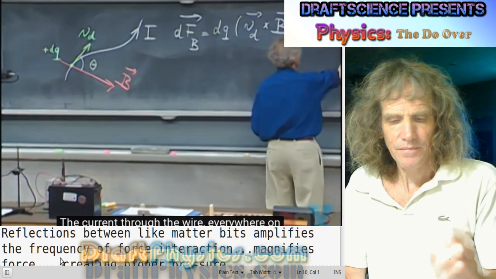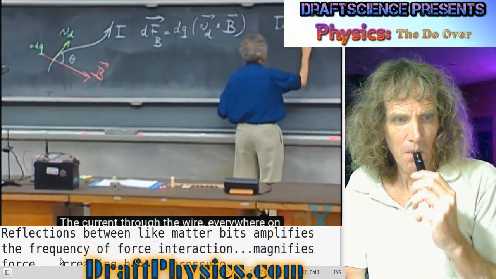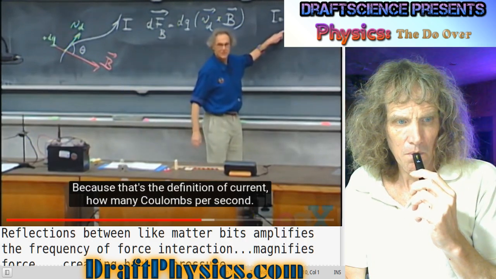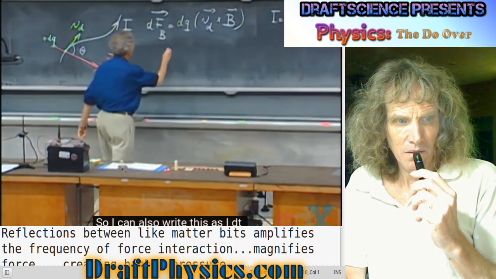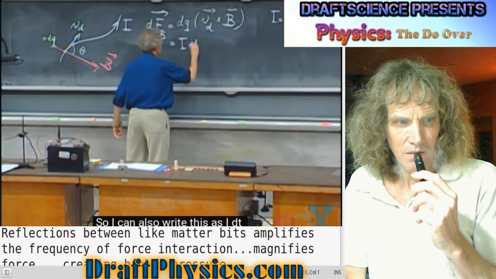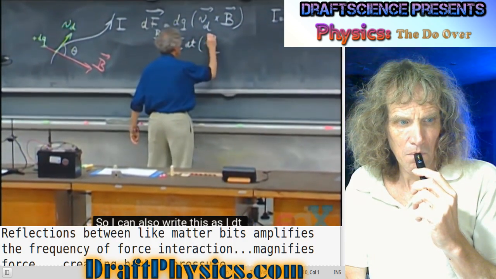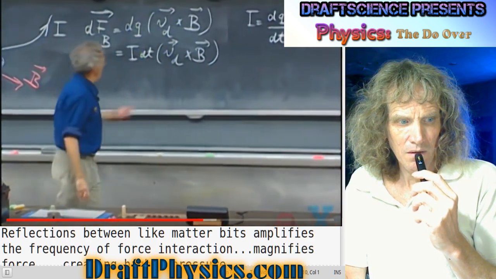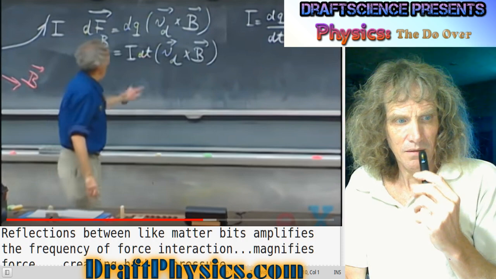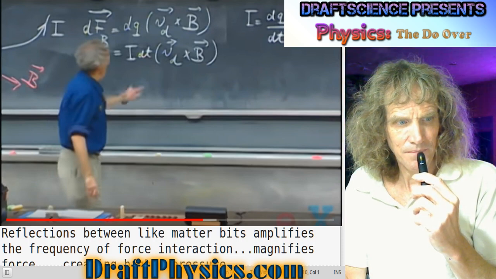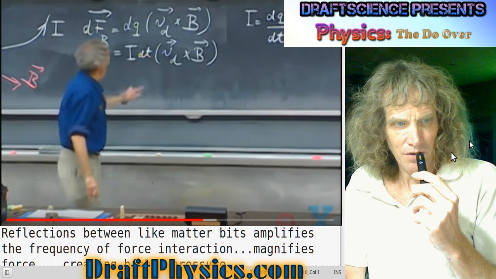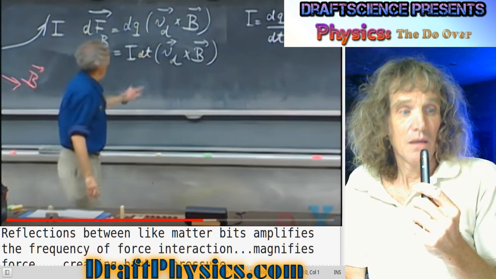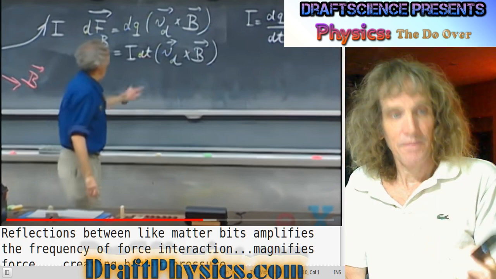The current through the wire, everywhere in the wire, must be dq/dt, because that's the definition of current. How many coulombs per second? Current is always dq/dt. So I can also write this as I dt times Vd cross B. So we got rid of the dq and replaced it with I dt. So that's the time factor.